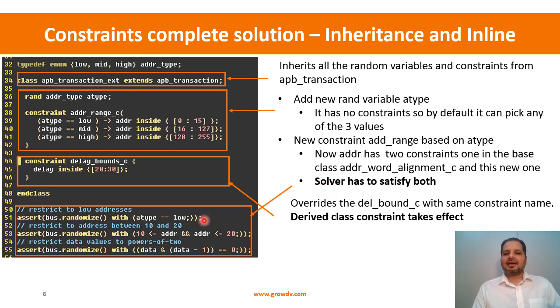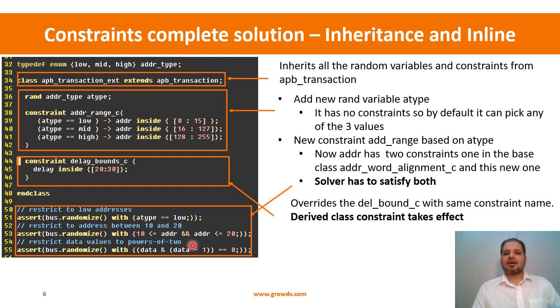So now when I add an inline constraint, it has to satisfy the existing constraints in the base class and derived class, if there are any. Along with that, it also has to satisfy the inline constraint that I've added. It's not overriding, it's additive, right? So here when I randomize with A type equal to low, if I had any other constraints over here, it had to satisfy that plus this.